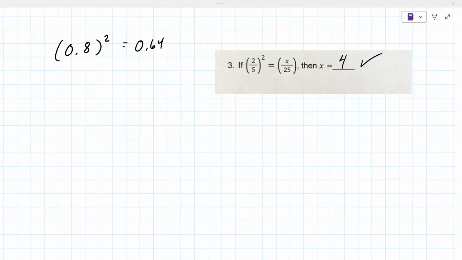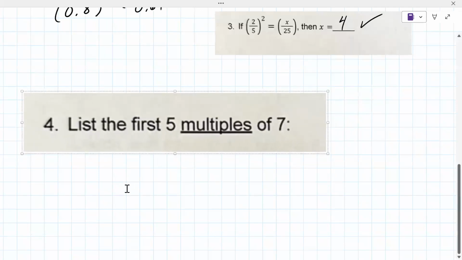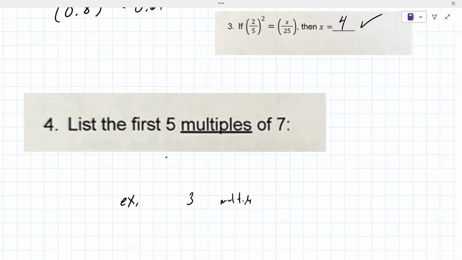Hopefully you've seen that in class. So wait, what's the multiple? Multiples. If not, I'll give you an example. Sure. So let's say I want the first three multiples of 11. That's 11, and then you're going up 11 each time. So 22, 33, 44, and so on.